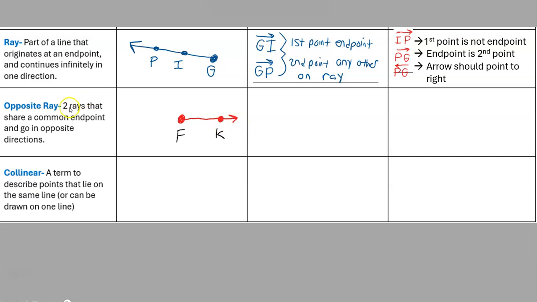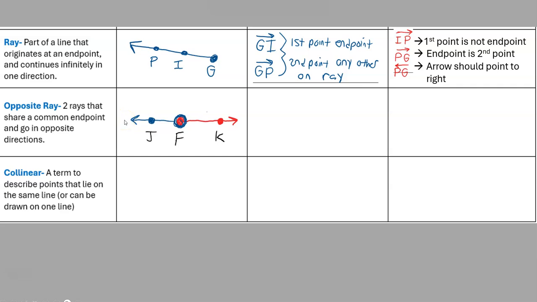So in order to have an opposite ray to this, they have to have a common endpoint. So I'm going to have to create another ray that starts at F and then goes in the opposite direction. So that's going to look like this. So ray FJ starts at F. You can see the blue there, and it goes in the direction of J.